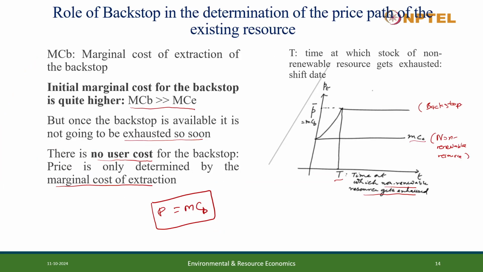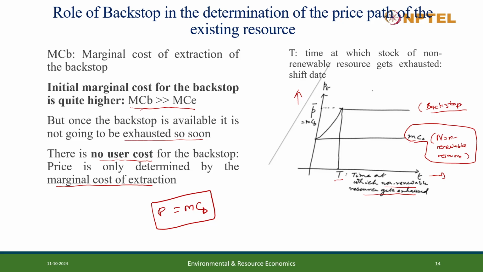After that, we have now tried to find the marginal cost of extraction of the backstop. The marginal cost of extraction of the backstop in this curve is determined here. This is my time as the x-axis and price as the y-axis. Let's say that for non-renewable resources, the marginal cost of extraction is this one, and for the backstop, the marginal cost of extraction is determined by MCB. At time capital T, we will exhaust all the non-renewable resources and we will move towards the backstop.